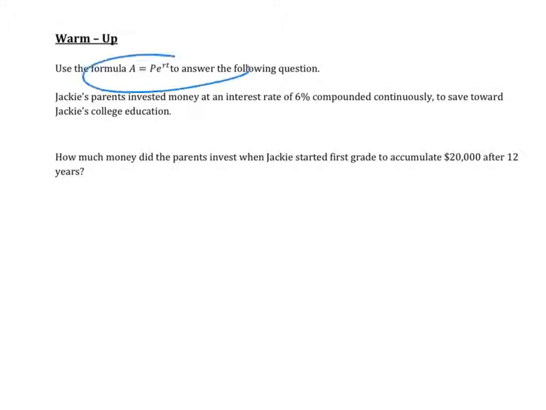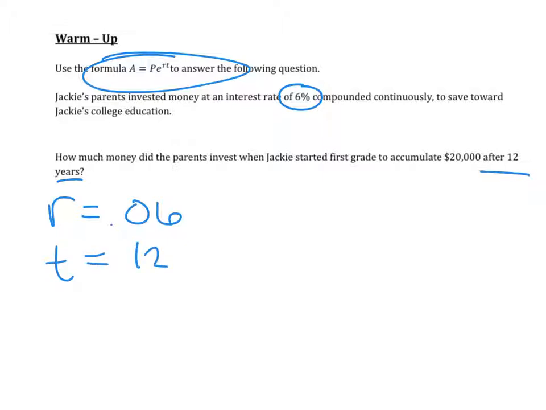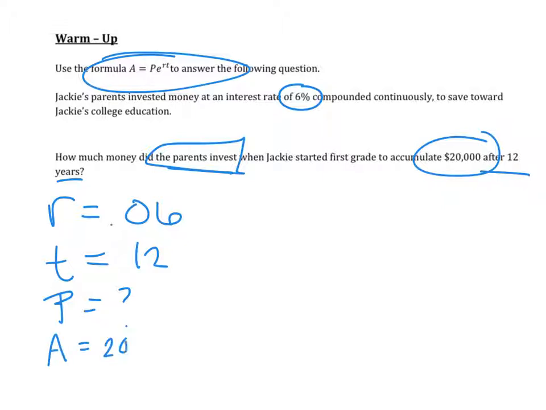So again, we've talked about this the previous night. We've got to identify all the players. So 6%, my rate then is actually 0.06. Move that decimal 2 places. It says 12 years, so my time is clearly going to be 12. The question is, how much did they invest? So how much is the principal amount? I shouldn't know that, when I have a final accumulation of $20,000. So again, that's just kind of simple reading. Identify the players, and now we'll plug it in the formula.